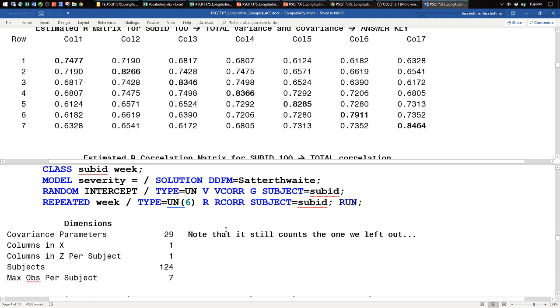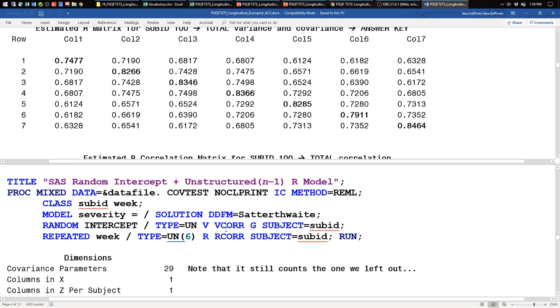On the bottom then, this is an alternative way to get the exact same thing that is going to be more convenient for us to then find simpler models for the residual part. New statement, random intercept. The random line controls what goes in G. The random line is your level 2 model for the variance. The repeated line then must become the level 1 part. The repeated line controls the R matrix that is left over after moving all the level 2 variance and covariance out into G.